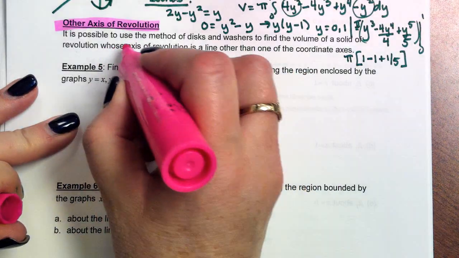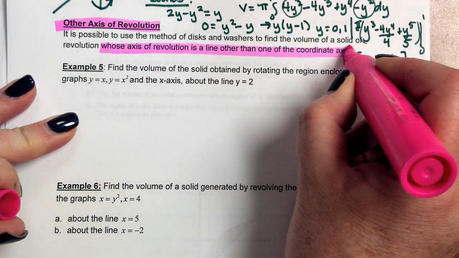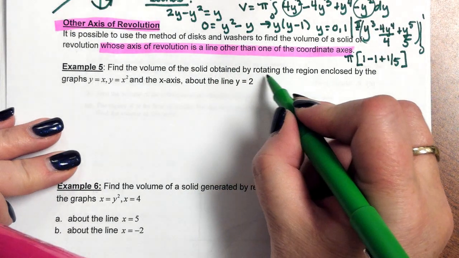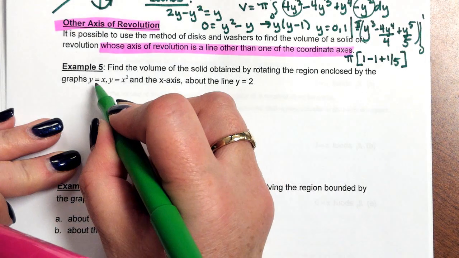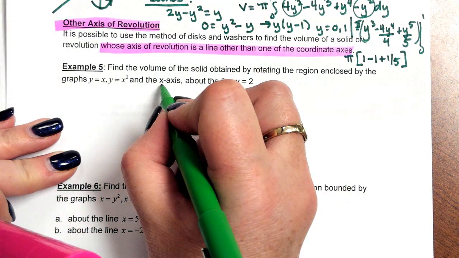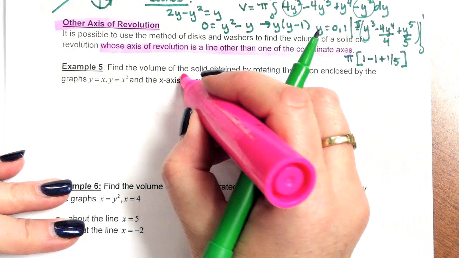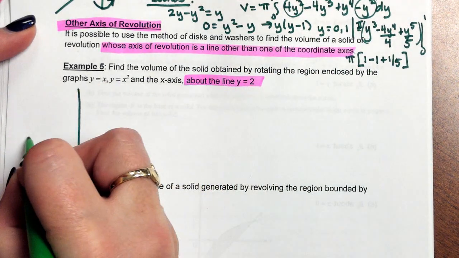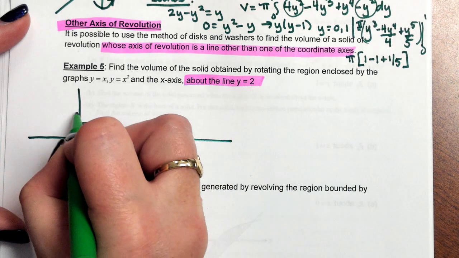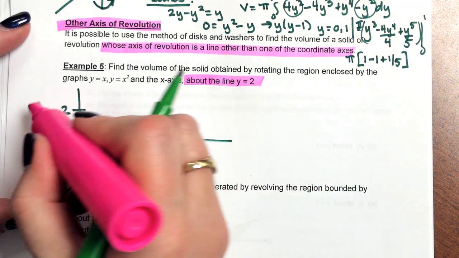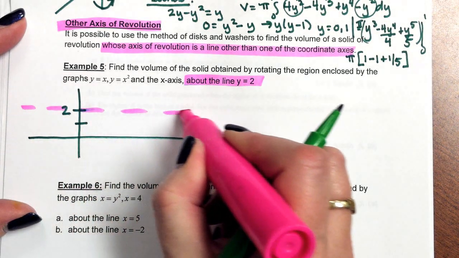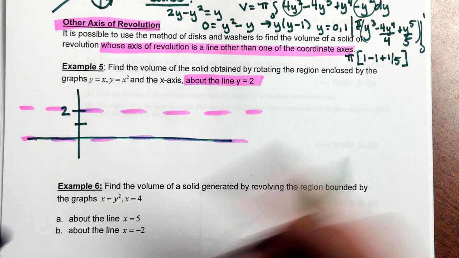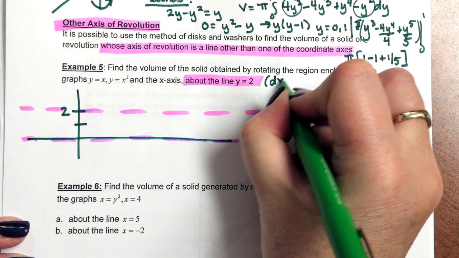So like I said, what happens when the axis of revolution is a line other than one of the axes? Find the volume of the solid obtained by rotating the region enclosed by the graphs of y equals x squared and the x-axis, and you're rotating it about the line y equals 2. So again, the line y equals 2, and I always like to show my axis of revolution with a highlighter. Notice it's going in the same direction as the x-axis, so you're going to treat this just like you would a dx problem.